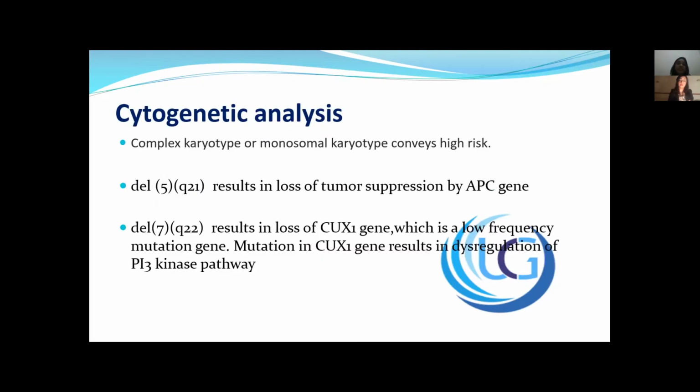Cytogenetic analysis. Complex karyotype. As I said before, there is abnormality in more than 3 subpairs of chromosomes, so it is a complex or monosomal karyotype, which always conveys high risk and relapse. Deletion of 5q21 results in loss of tumor suppression by the adenomatous polyposis coli gene. Deletion of 7q22 results in loss of the CUX1 gene, which is a low frequency mutation gene. Mutation in the CUX1 gene results in dysregulation of the PI3 kinase pathway.